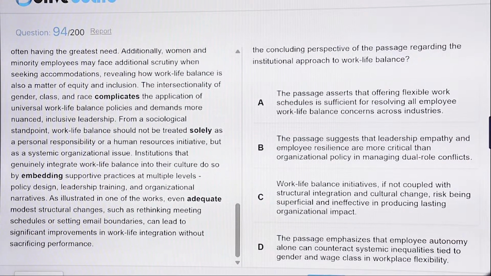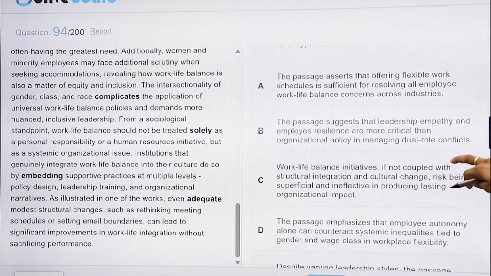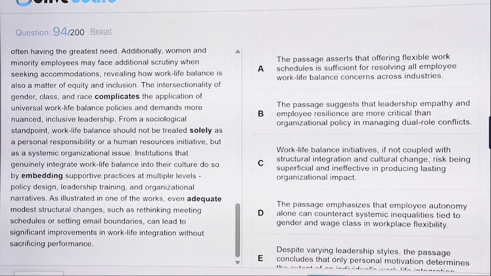Okay. Offering flexible work schedules is sufficient for resolving all concerns. I won't pick the first one for sure. B or C has to be. The passage suggests leadership, empathy, but here, concluding this passage, they are not talking about empathy and such. Work-life balance initiatives, if not coupled with structural integration, and cultural change, risk being superficial and ineffective.